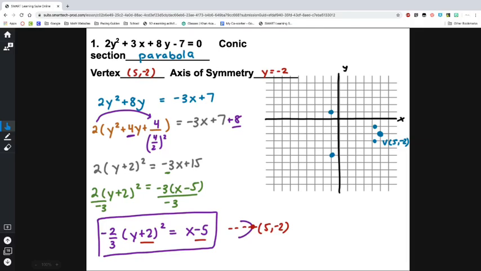All right, 5 points. That's what you need to graph a parabola correctly. That's our first conic section. I'm just going to sketch in that axis of symmetry. And that is it. That is what we're doing on homework.